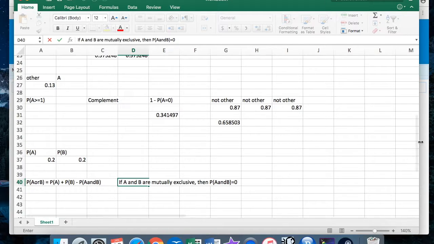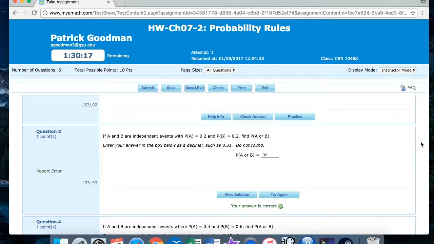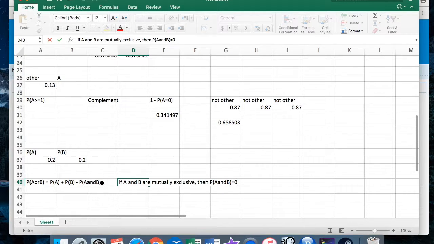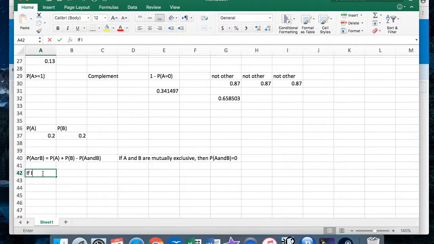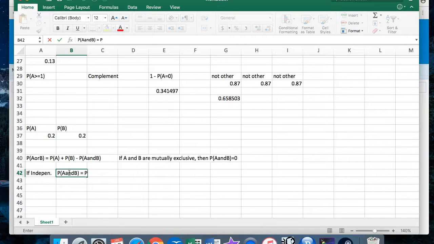But it doesn't say that they are mutually exclusive. In fact, it's the exact opposite. If something is independent, it implies that it is not mutually exclusive. So in other words, there will be an intersection. So how do we find probability of A and B? Well, if two events are independent, then probability of A and B is simply equal to the probability of A times probability of B.